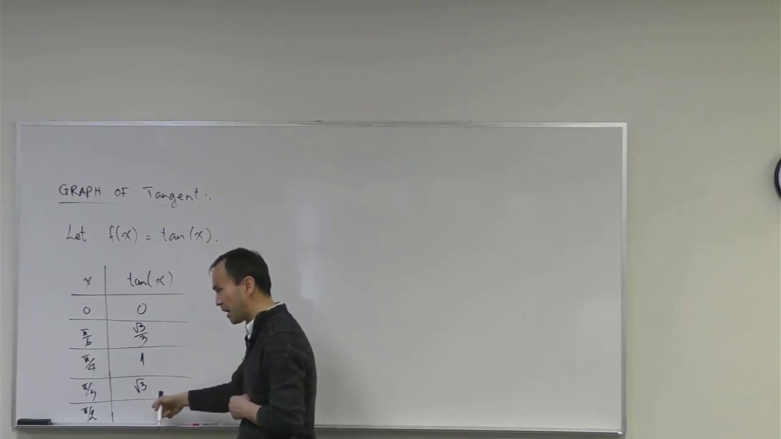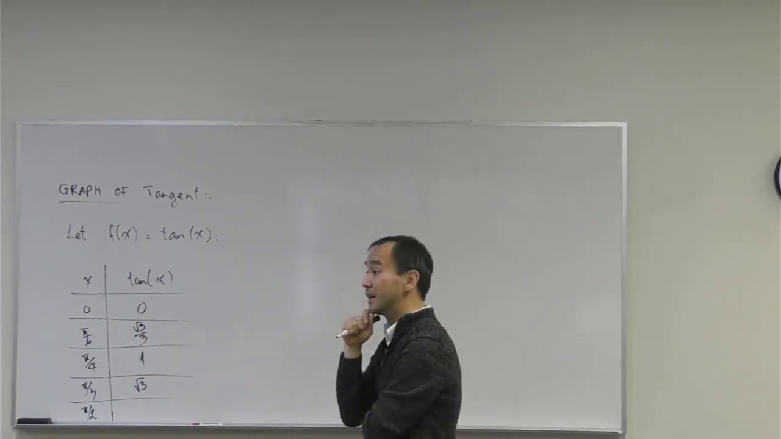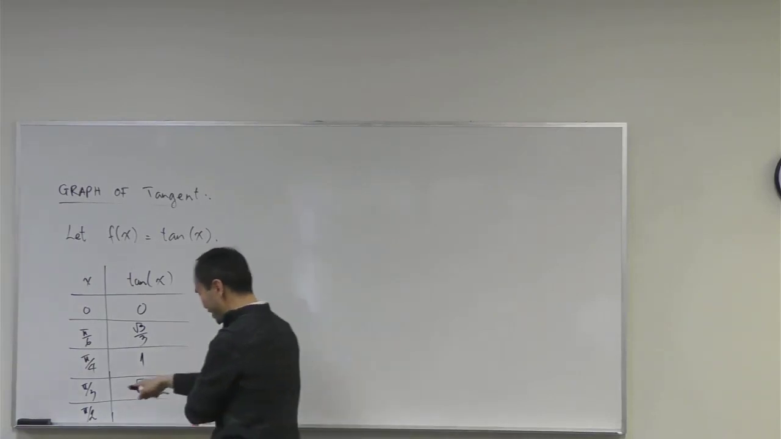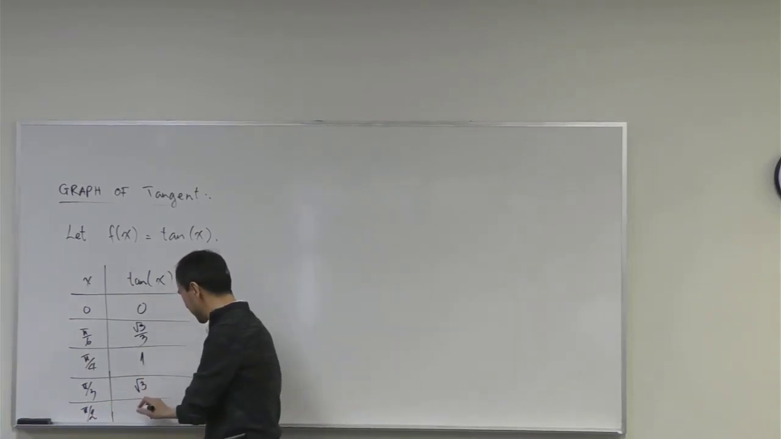And then what about pi over 2? Anyone? Undefined. It is undefined, because the cosine in the denominator is 0. Yes, undefined.